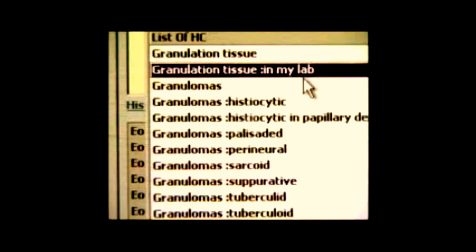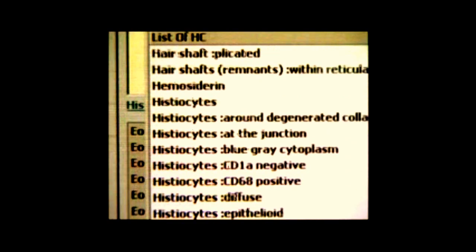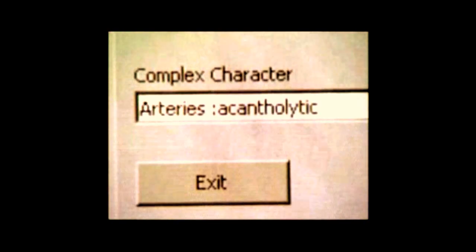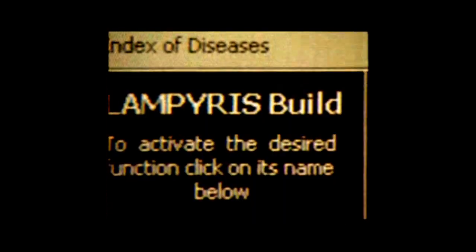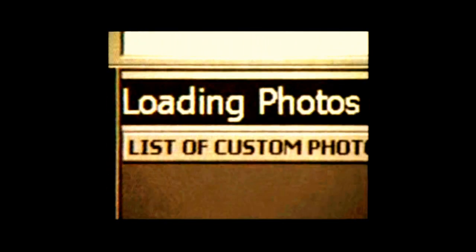If you like, you can create a new histopathological character and add it to the list. It is easy. Let's add a new feature, granulation tissue in my lab. Simply type the new character and update. Now you have a new histopathological feature to be stored in the data mask of the disease. It is also possible to mix different pre-existing characters to obtain a new one. If you desire, it is possible to store your personal histopathological digital pictures in the diagnostic mask of a disease.